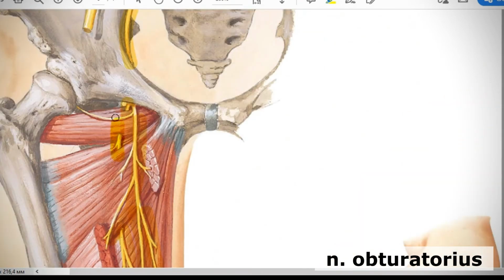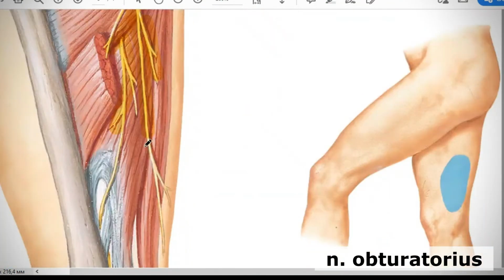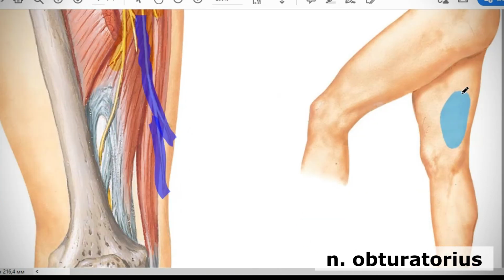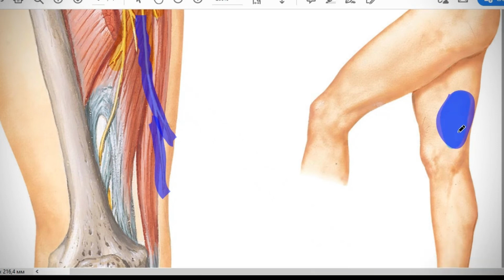And the posterior branch goes backward and gives one sensory branch to your hip joint, to the articulatio coxae, and supplies musculus obturatorius externus. And nervus obturatorius gives one more sensory branch in this lower part. As you can see, it gives a cutaneous branch to the skin of your thigh. Here you can see, in this lower part of your thigh, it innervates a small area of skin right above your knee joint on the medial aspect.